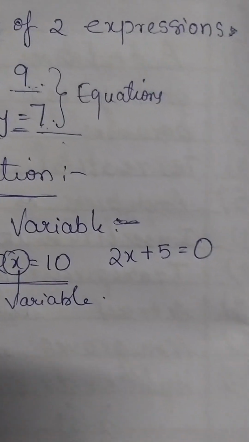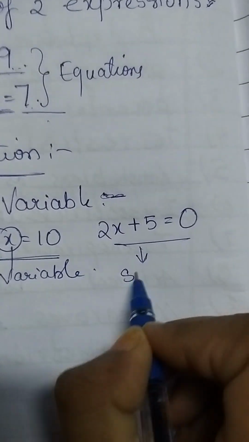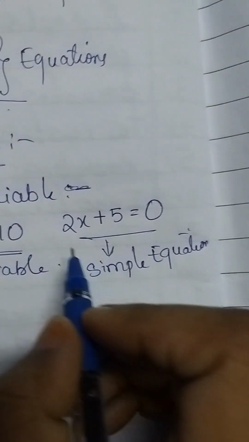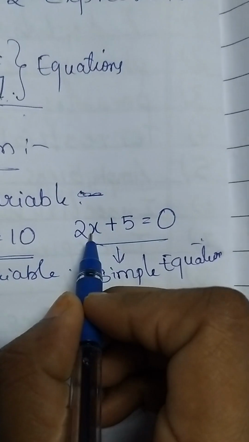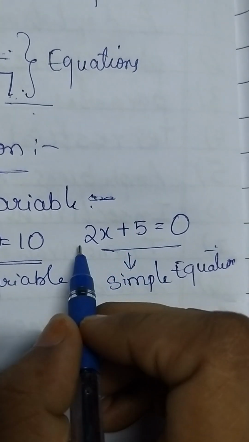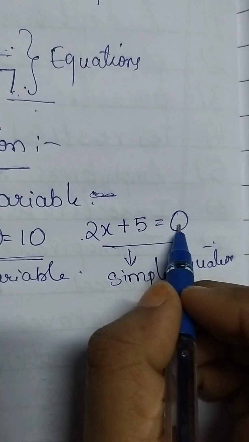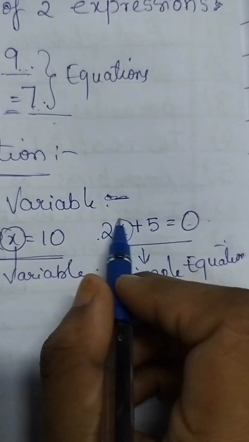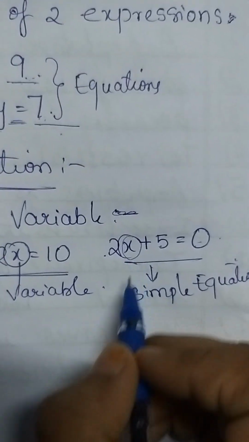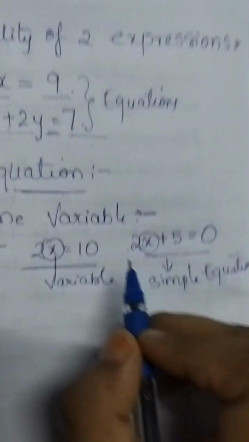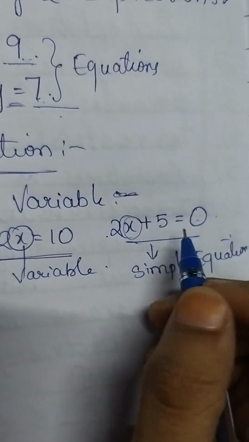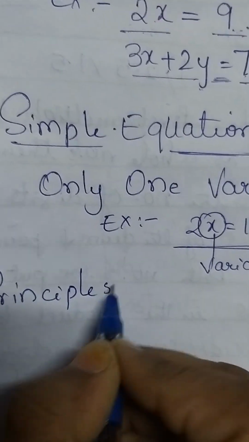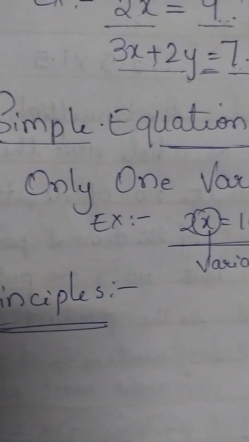This is also called a simple equation. What is the difference in this? What is the variable here? X, and the constants are 5 and 2. Two expressions are there and an equal to symbol, but only one variable. So this is a linear equation, also called a simple equation. Some principles are there. I will show the principles of equation with examples.